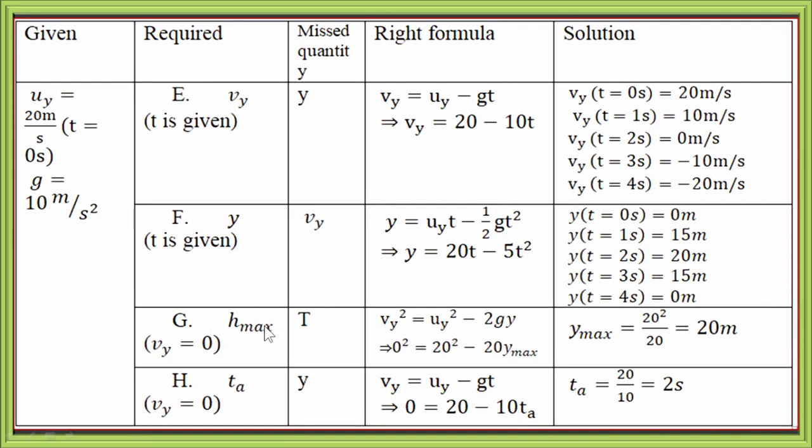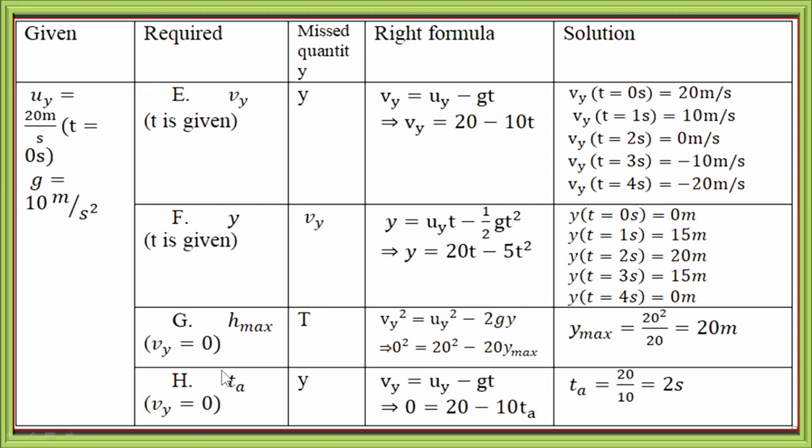The third one is the maximum height. Note that at maximum height vy is 0. Though this quantity is not given, it is already known by all of us that it is 0 at the maximum height. So ui, g, and vy are given, and y max is the missing quantity. Hence, the formula is vy squared equals ui squared minus 2 g y, so 0 squared equals 20 squared minus 20 y max, because 2 times 10 is 20. Y max is 20 squared over 20, which is 20 meters.